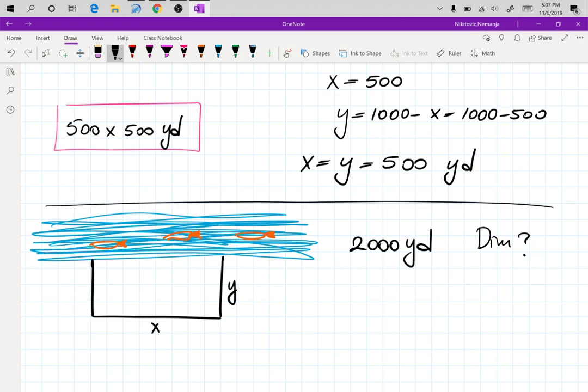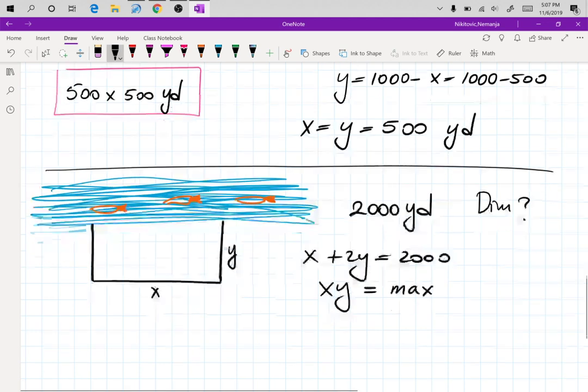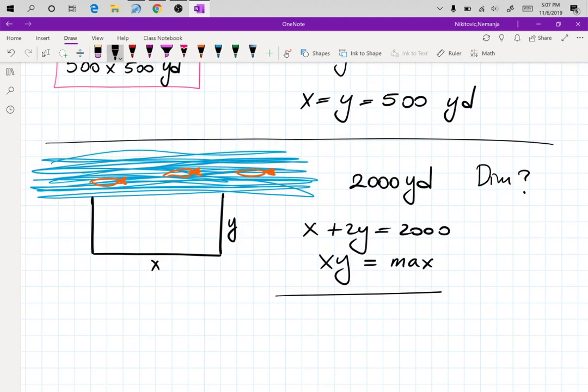So it's x plus 2y equals... Excellent. So that's exactly what's changed. X plus 2y equals 2,000, and we still have xy equals max. Now, in this particular problem, if you solve for y, you run into trouble called fractions, right? So in this problem, it's easier to solve for x.